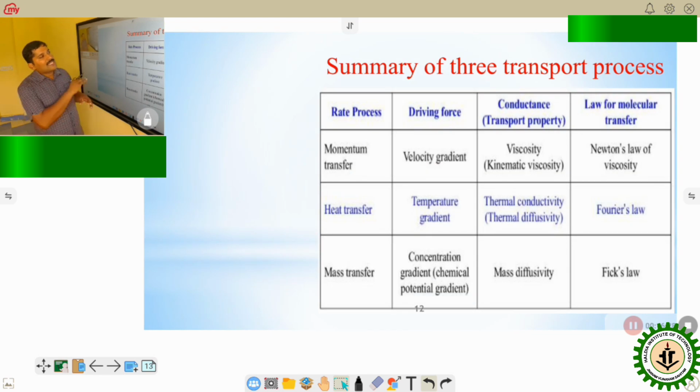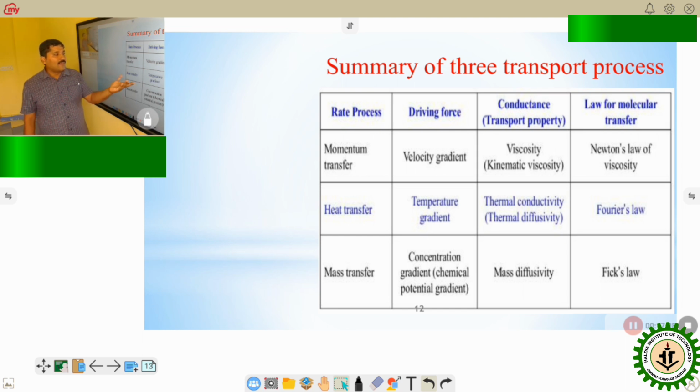Now, if we summarize this, we can say that this is the summary of three transport processes: momentum transfer, heat transfer and mass transfer, which I have already said. I have given you a proper tabular example. In momentum transfer, the driving force is nothing but the velocity gradient, and the transport property is the viscosity or kinematic viscosity. The corresponding law is Newton's law of viscosity: tau is equal to minus mu du by dx.